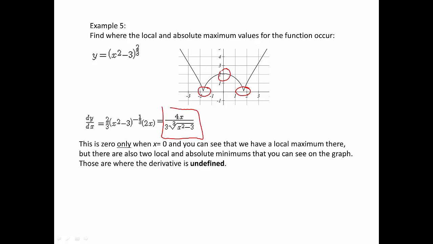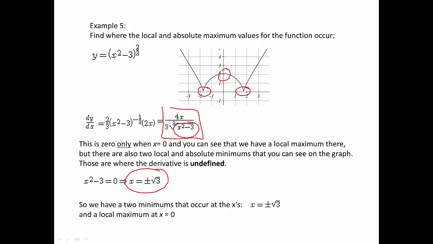And the only 0 is when x equals 0, because the only way for a fraction to be 0 is if the numerator is 0. But remember, we still have the 2 local and absolute minimums from the graph, and that's where the derivative is undefined. That's where the 0 is going to be in the denominator, which of course is not allowed. You're never allowed to divide by 0. And that's how we get these critical numbers plus or minus radical 3. So we have two minimums that occur at x equals plus or minus radical 3, and the local maximum is at x equals 0.